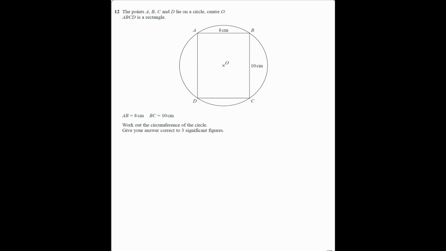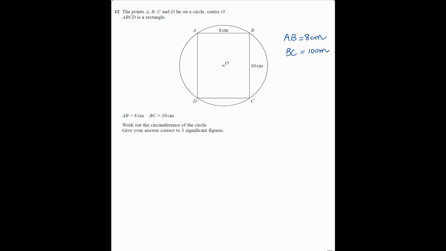Okay, let's start question number 12. We are given a rectangle ABCD inside a circle. All 4 corners touch the circle. That's right, this rectangle is perfectly inscribed. So here you see that AB equals 8 centimeters, and BC equals 10 centimeters. The rectangle is inscribed in a circle with center O.